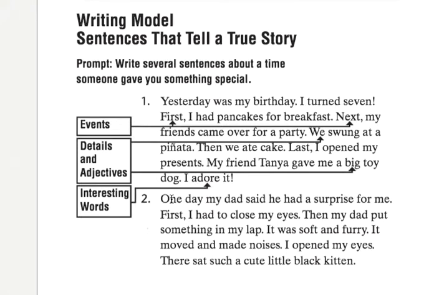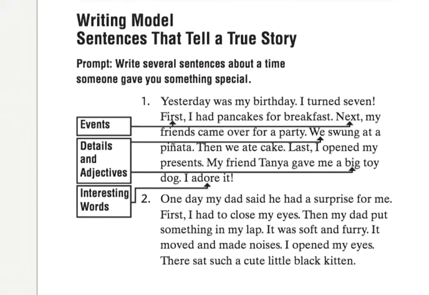An event might be one day, or first, then. Adjectives: soft, furry, black, cute. And when you're using details, it moved and made noises. That's describing a little bit something extra about the actions.